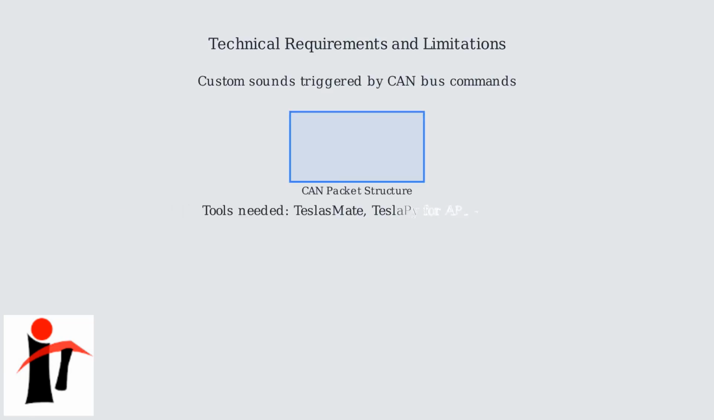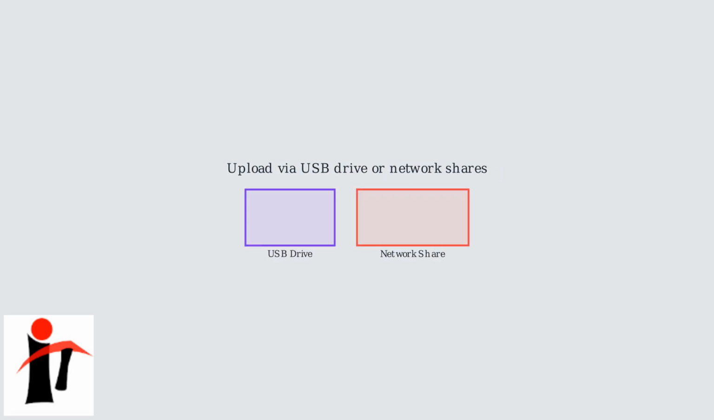If you're considering unofficial methods for custom Tesla lock sounds, you need to understand the technical requirements. Custom sounds are triggered by CAN bus commands within the vehicle, which require specialized tools to intercept and modify. Audio files must be in compatible formats like MP3 or WAV, and ideally under 1 megabyte in size to work properly. These files may need to be uploaded via USB drives or network shares to the vehicle's system.